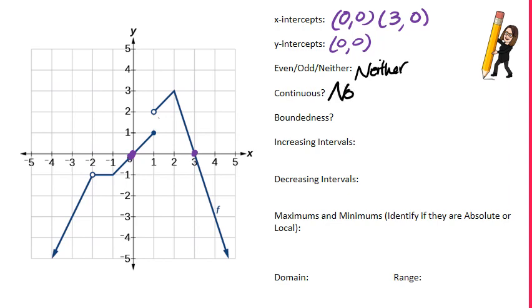Boundedness. Is there any boundaries that you see? Yeah, we're not going beyond this. So we have an upper bound, an upper boundary.